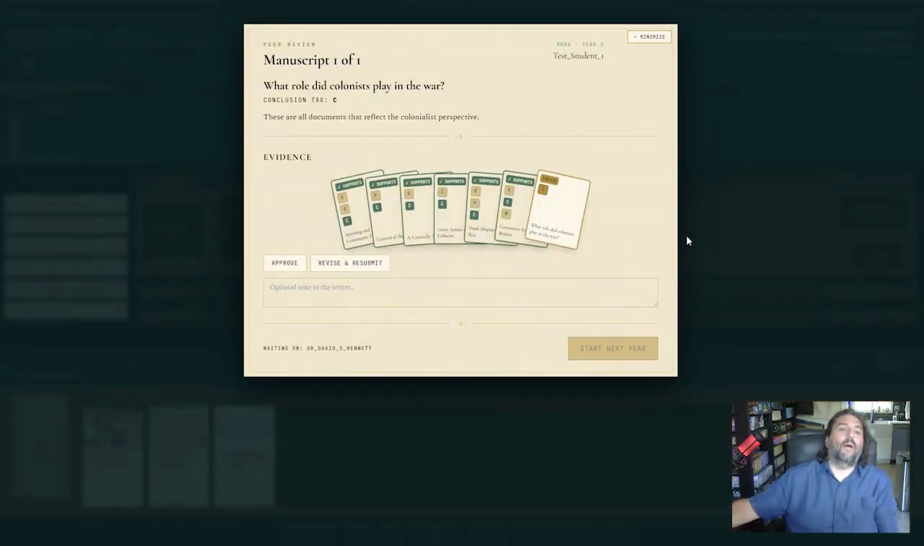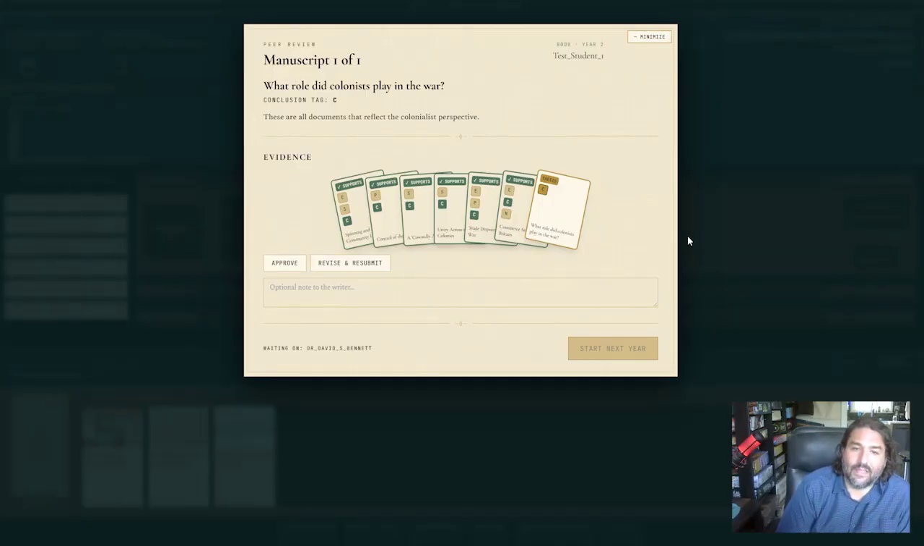Wow. Okay. Test student number one decided to publish his own argument. He has a lot of evidence. It makes sense because he's making a colonialist perspective. He argues that there are documents that reflect the colonialist perspective within this argument, and it's true, right? All of this is right.